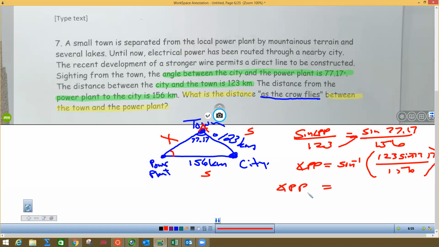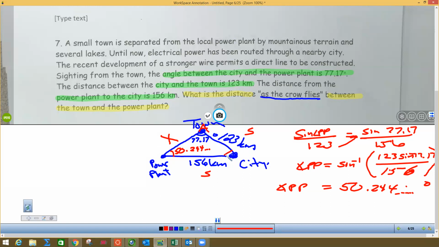Now, I do not need to DMS this because this is not the final thing I'm looking for. So you guys take your calculator and please hit second sine, 123 times the sine of 77.17 divided by 156. Anybody got it yet? 50.244. Now that is an angle, so that's degrees. Now, hey, you got a longer decimal on there, so leave it on there. So I'm going to put over here, this is 50.244.